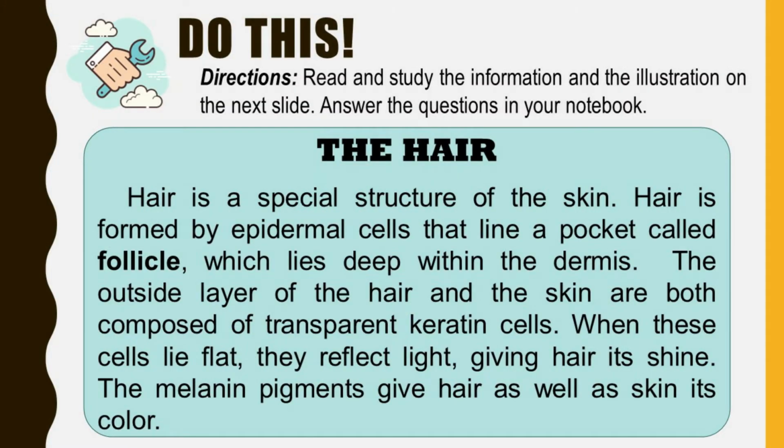The hair. Hair is a special structure of the skin. Hair is formed by epidermal cells that line a pocket called the follicle, which lies deep within the dermis. The outside layer of the hair and the skin are both composed of transparent keratin cells. When these cells lie flat, they reflect light, giving hair its shine. The melanin pigments give hair as well as skin its color.